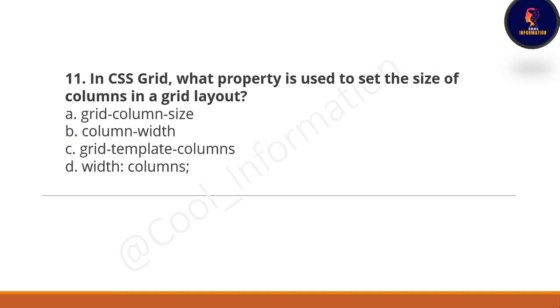Okay, moving to the next question. In CSS grid, what property is used to set the size of columns in a grid layout? Option A is grid-column-size, option B column-width, option C grid-template-columns, and last option is width-columns. Correct option is option number C. The grid-template-columns property is used to set the size of columns in a grid layout.